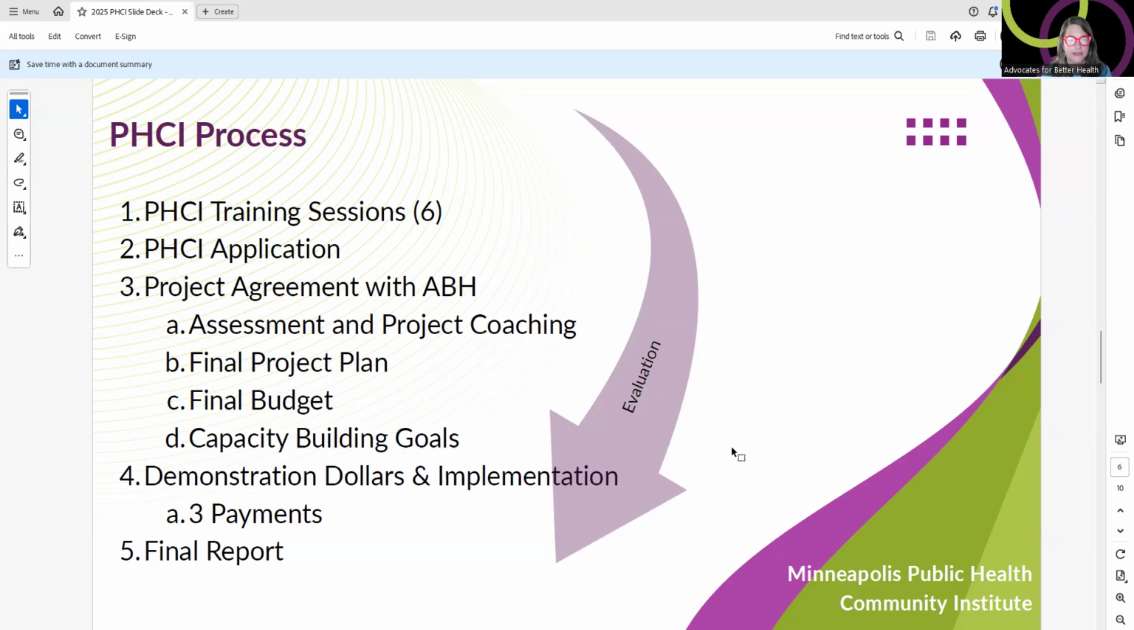And then we'll talk about some capacity building goals that will happen during your time with the Public Health Community Institute, but also just general good practices for a nonprofit or an organization or individual doing this kind of work. You will get your demonstration dollars, and you can apply for up to 15 grand for this project, and it will come in 3 payments. So the first payment will be 1/3, 1/3, and 1/3. The schedule for payments will be part of that. And then finally, a final report. We'd love to hear how it went.